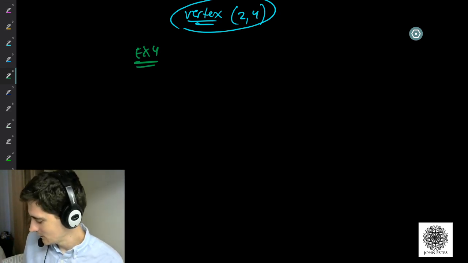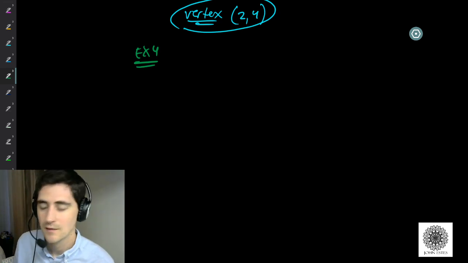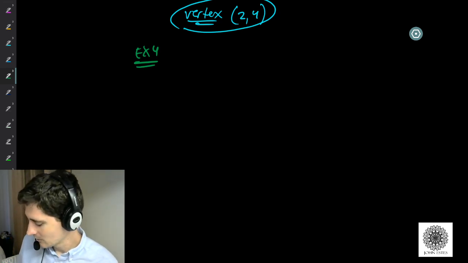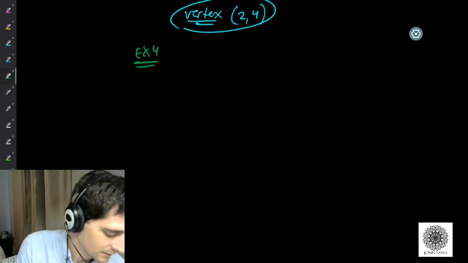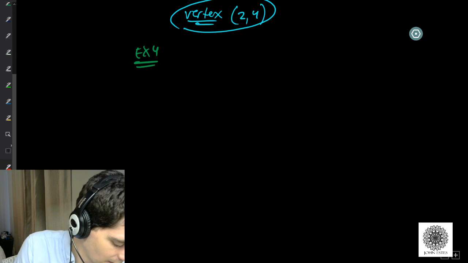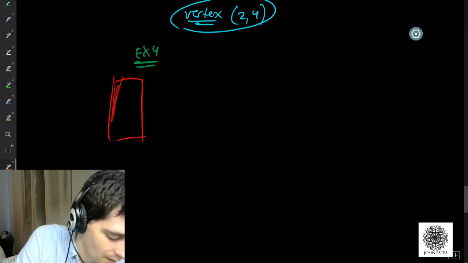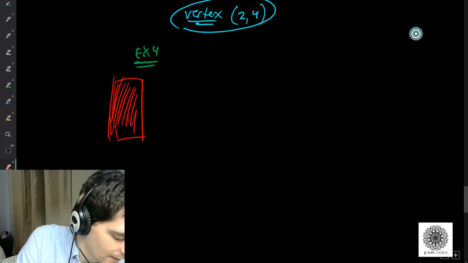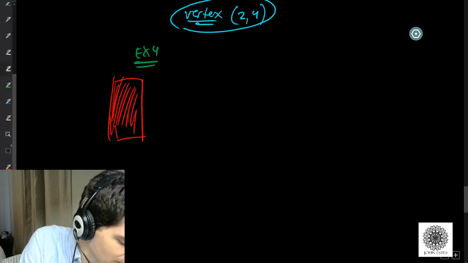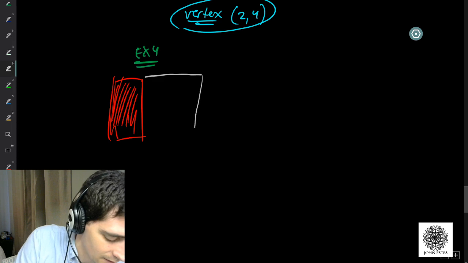Okay, so let me show you here. We have a farmer who plans to use 100 feet of fencing to make a rectangular garden alongside the barn. Okay, so let's get a picture of that real quick. Here's my big red barn. Here's my barn. And he wants to build a rectangular fence like this.